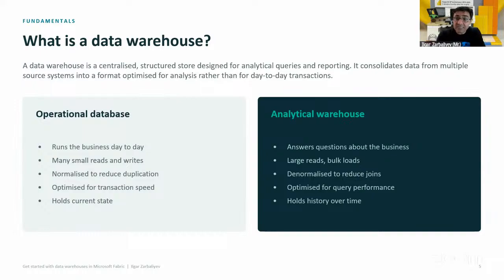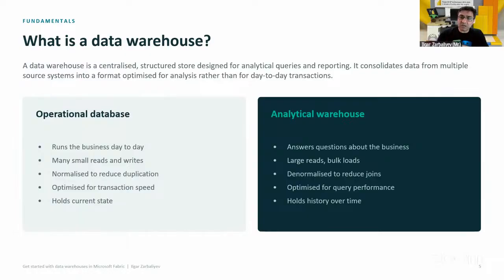It's deliberately denormalized, which means we accept some duplication in exchange for fewer joins and faster queries. It's optimized for query performance across large volumes. And crucially, it holds history. Not just what the customer's address is today, but what it was when they placed each order.